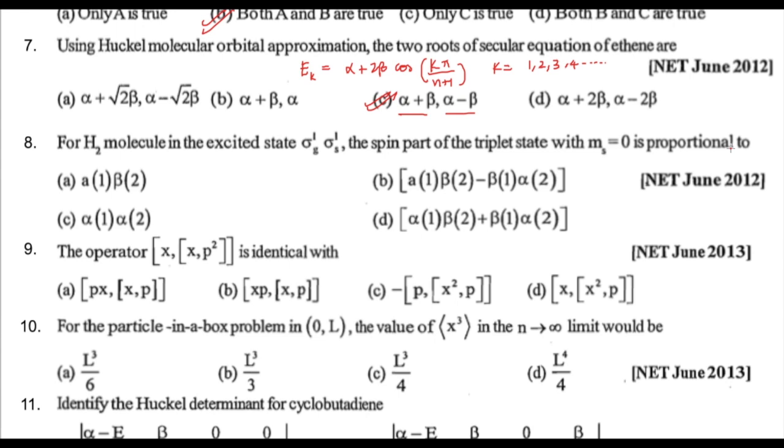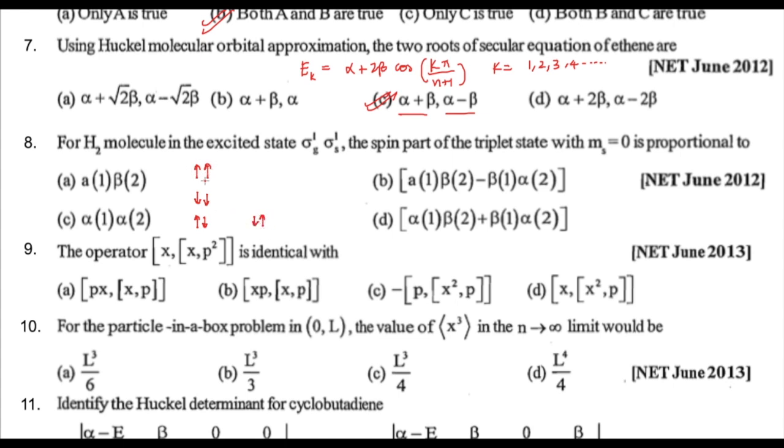So if you talk about the hydrogen molecule, there are three possibilities. The first one is that both the electrons are in parallel spin, or both of them are in anti-parallel spin, or the first one is in parallel and the other one is in anti-parallel, and the first one can be in anti-parallel and the second one in parallel.